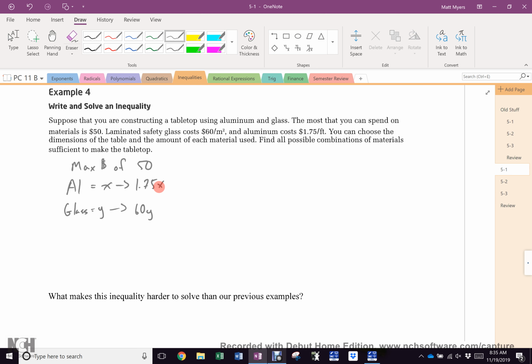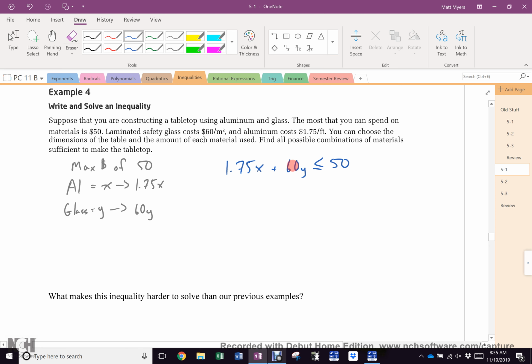How would we write it? 1.75X plus 60Y less than or equal to 50. Everyone cool with that? What makes that barfy? There's a decimal. Right?